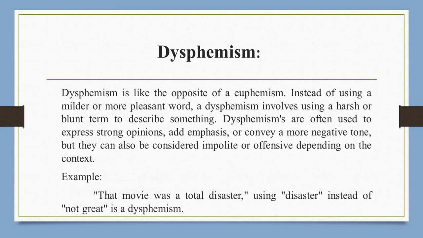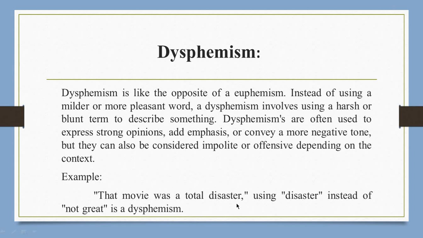Let's move forward. Dysphemism. It's quite the exact opposite of euphemism. Instead of using a milder or softer or nicer or pleasant word, it involves using a harsh, blunt tone to describe something. It's like breaking someone's heart. Dysphemisms are often used to express strong opinions, add emphasis, or convey a more negative tone. But they can also be considered impolite or offensive.